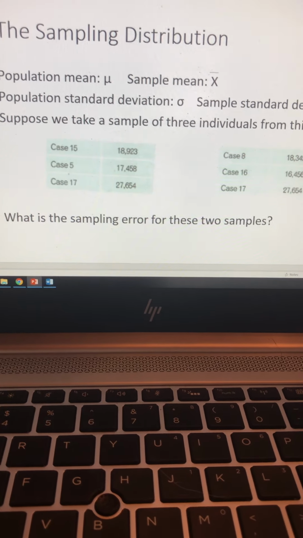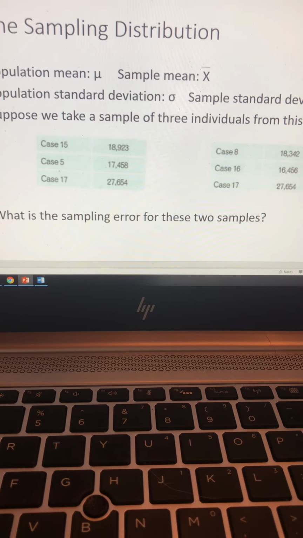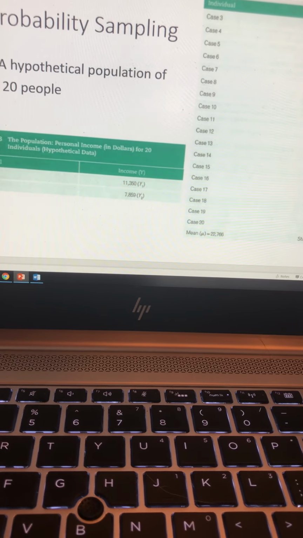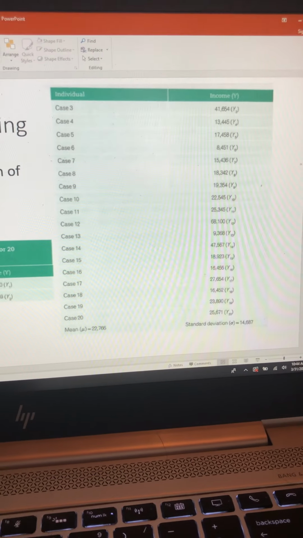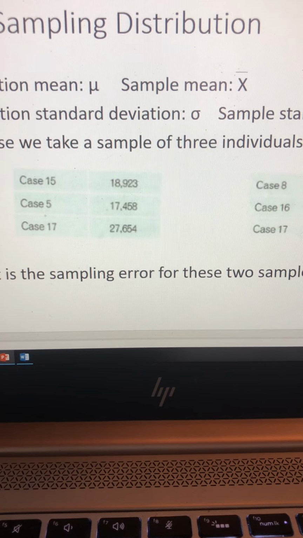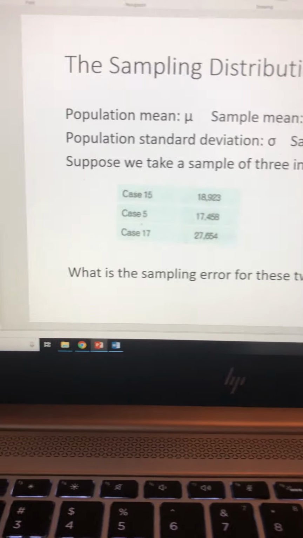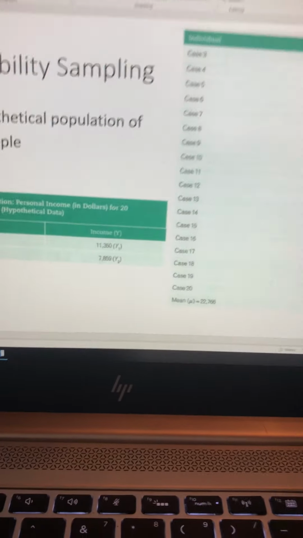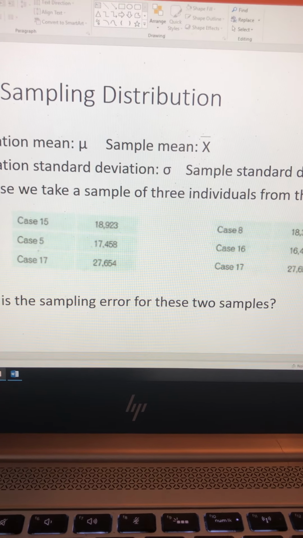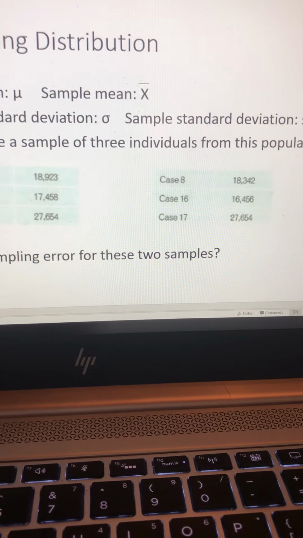So suppose that we take a sample of 3 individuals from the population, okay? I randomly chose case number 5, case number 15, and case number 17. As you can see, case number 5 here is 17,458. So we just took samples of 3 people from this whole population. We chose 3 out of them, and we did that twice, okay? So again, think back to your example with Miss Pratt. This would be like the GSS population. These were the little samples you took out, just 3 this time.